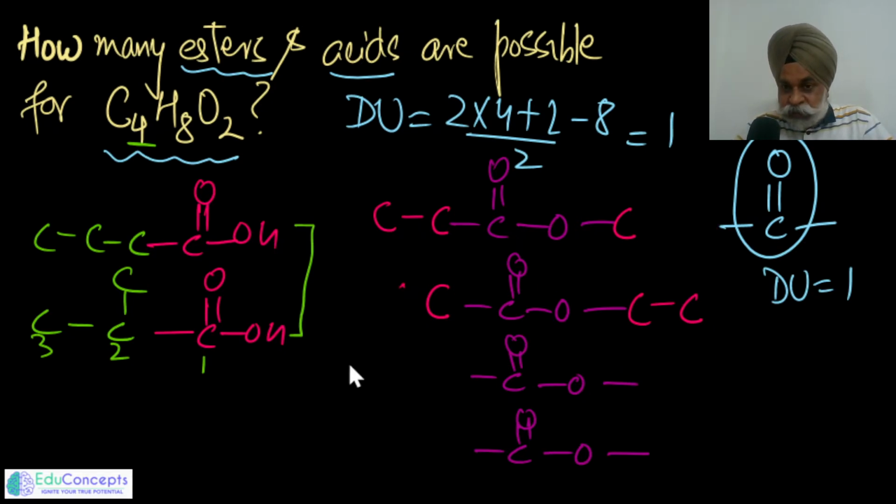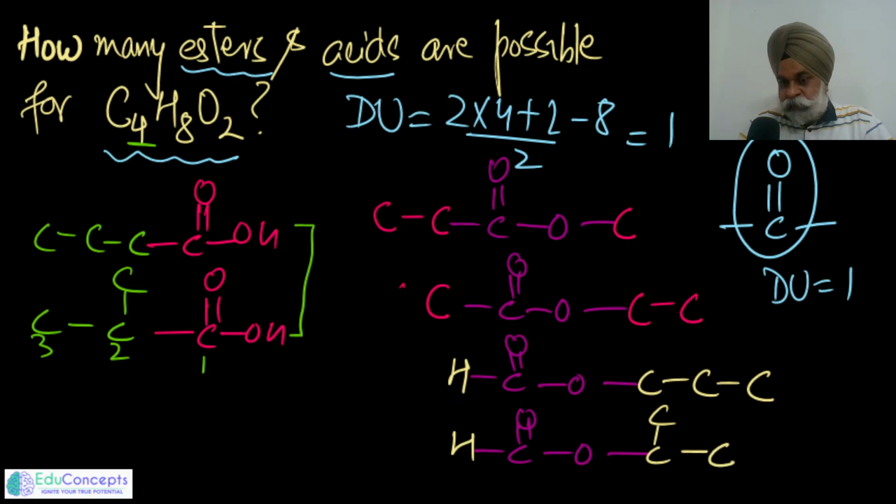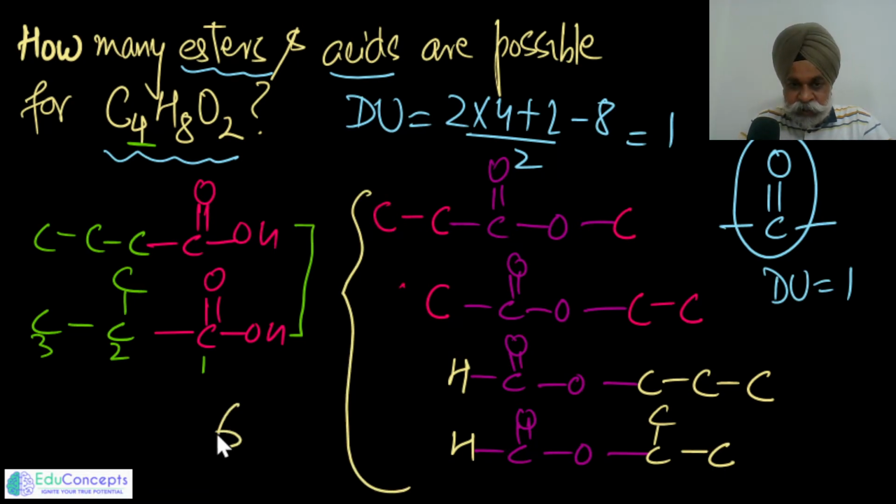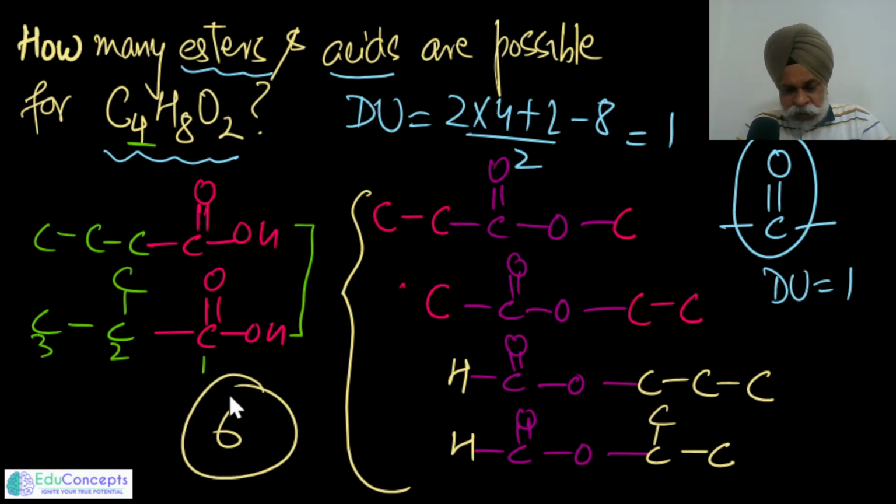Now what else can you generate? You can place 1 hydrogen, and now place the 3 carbons on this side. Then you can make another proposal like this. So these are the 4 esters you can create. So the answer to this question would be 6. You would have 2 carboxylic acids and 4 esters developed from this particular formula. So this is very, very important.